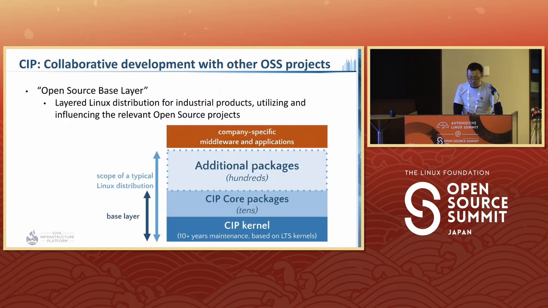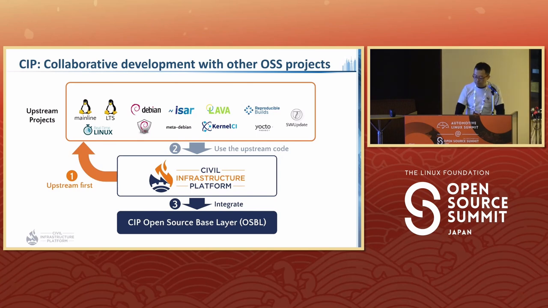All of CIP's activities make a layered Linux distribution for industrial products. We contribute to the related open source projects. CIP developers follow the policy of upstream first, and the results of development with upstream are used to create an open source base layer. CIP knows that working together with the related community is very important for the long term.